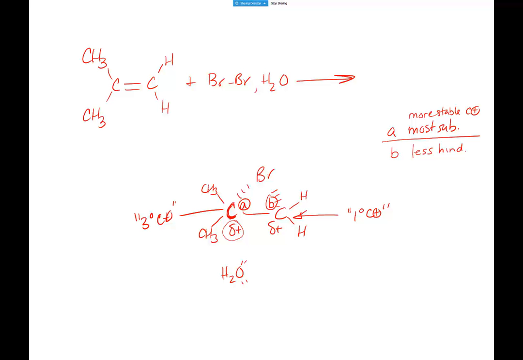Two perfectly good reasons, right? Two perfectly valid reasons. Now, if A happens, how would you classify the mechanism of this reaction? SN1 or SN2?